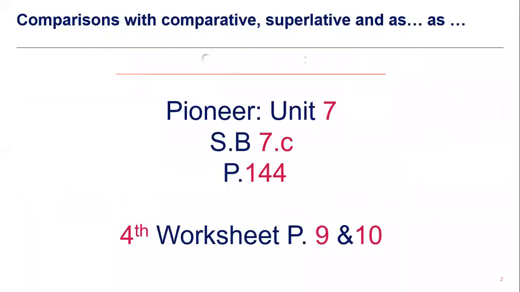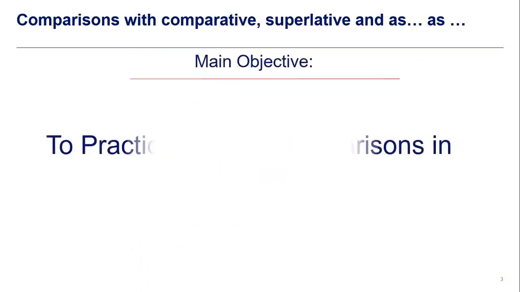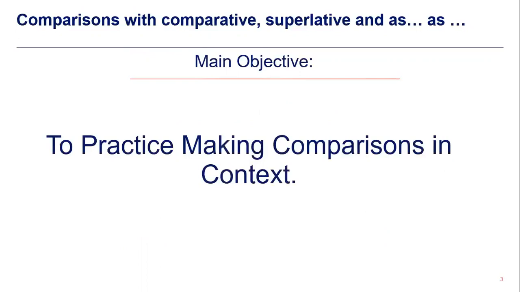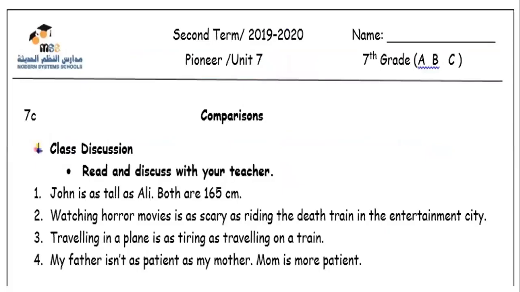Today, we're discussing worksheet answers related to our grammar comparisons in Pioneer Unit 7, mentioned in Student Book 7C, page 144, and in your fourth worksheet, pages 9 and 10. The main objective of this video is to give the student a chance to practice making comparisons in context. As you can see, we have a few sentences before answering the following questions.